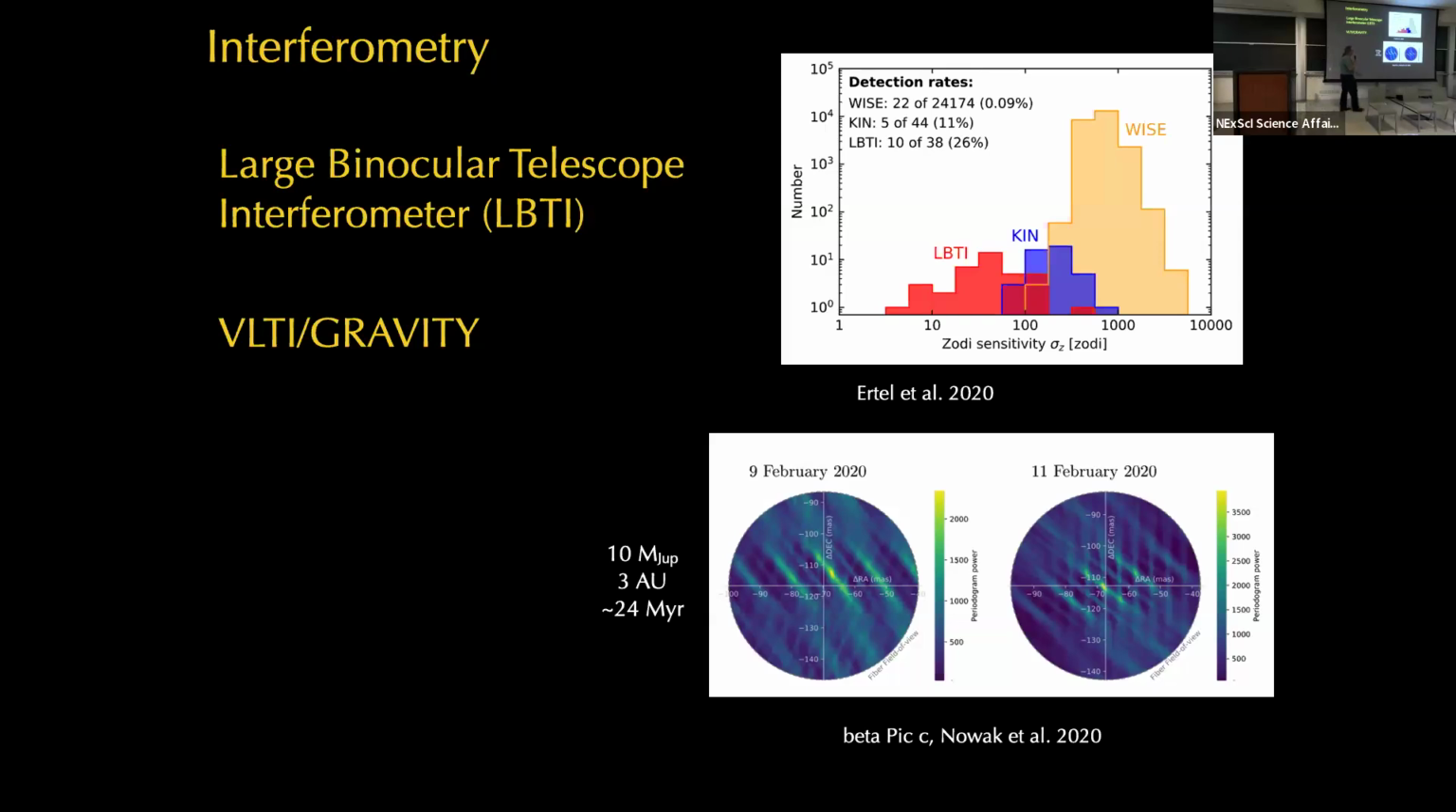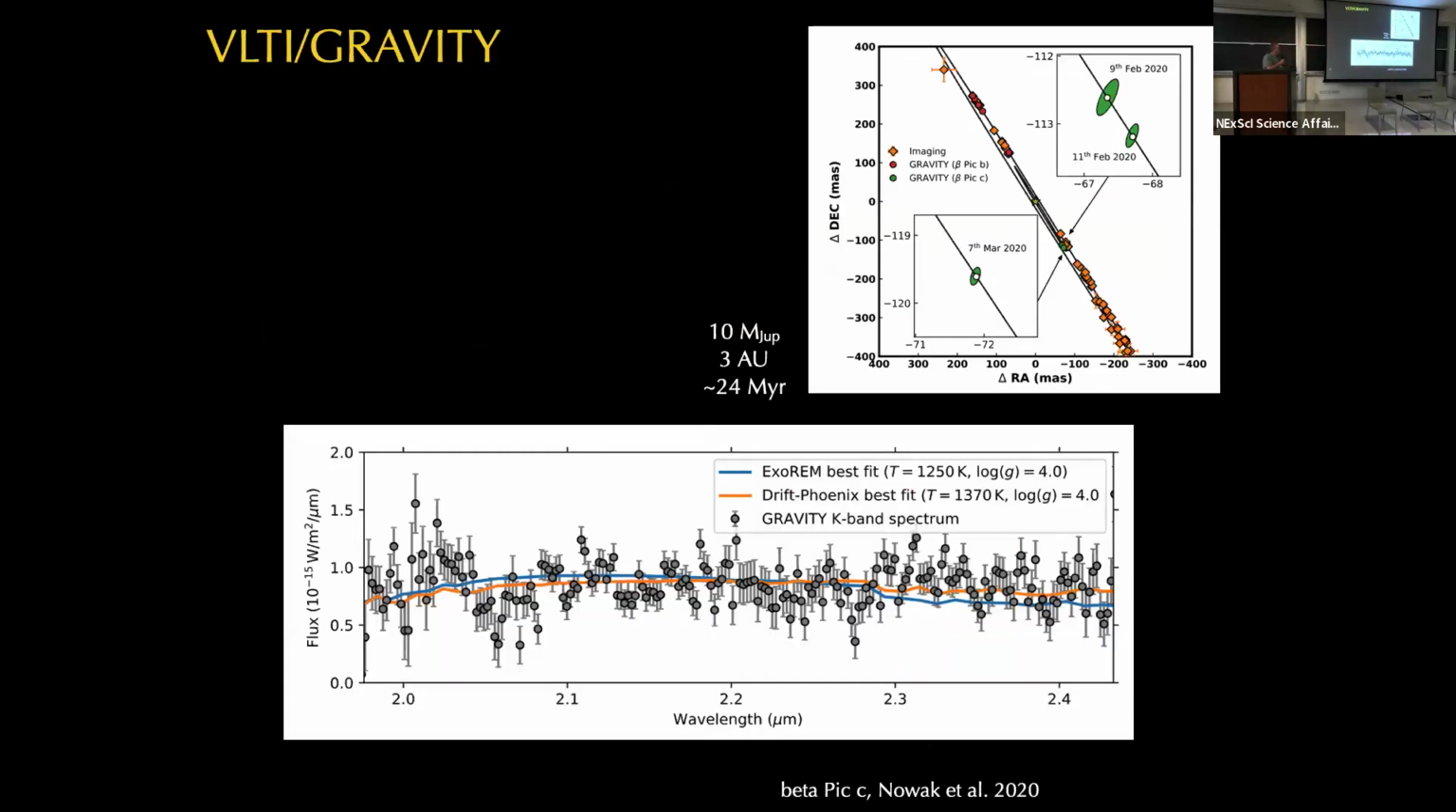This is the detection of not Beta Pic b, which I was showing before, but Beta Pic c, which is 3 times closer to the star. You really need an instrument like GRAVITY to actually detect something like that. This is an actual medium resolution spectrum of the planet Beta Pictoris c.